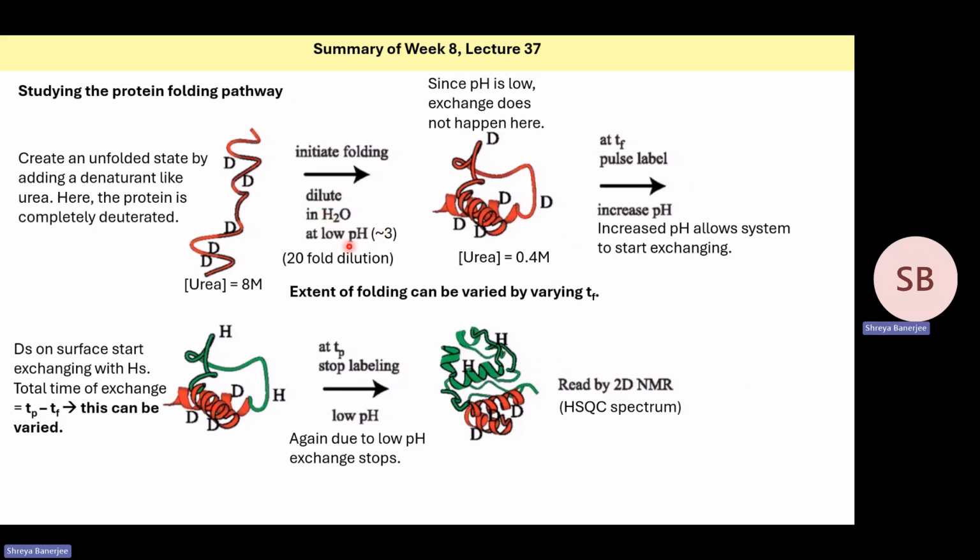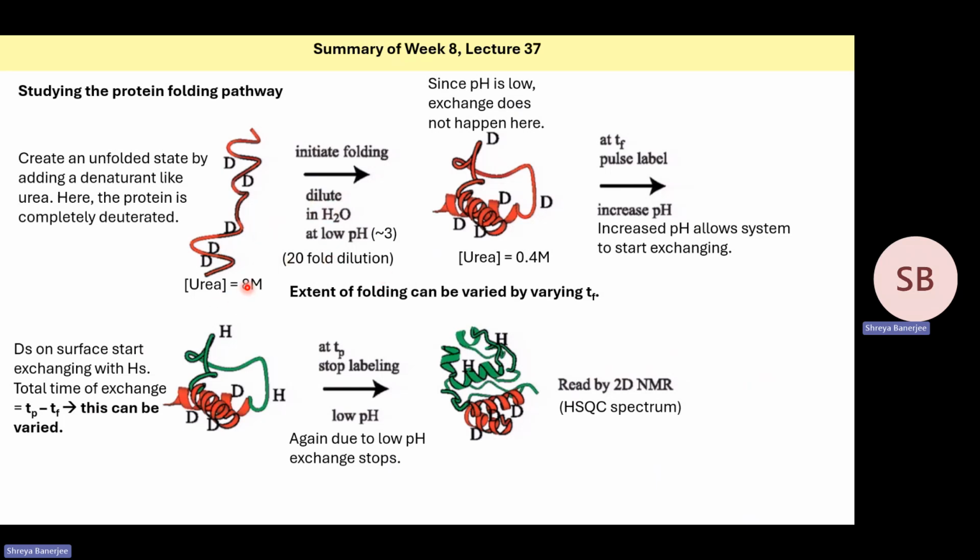Normally, if you add water, the deuterium should exchange with water. But here we are using low pH. We know at low pH the exchange rate is very low. So here, by keeping low pH, we are not allowing the deuterium to exchange. But we are diluting the urea by adding water, 20-fold dilution.